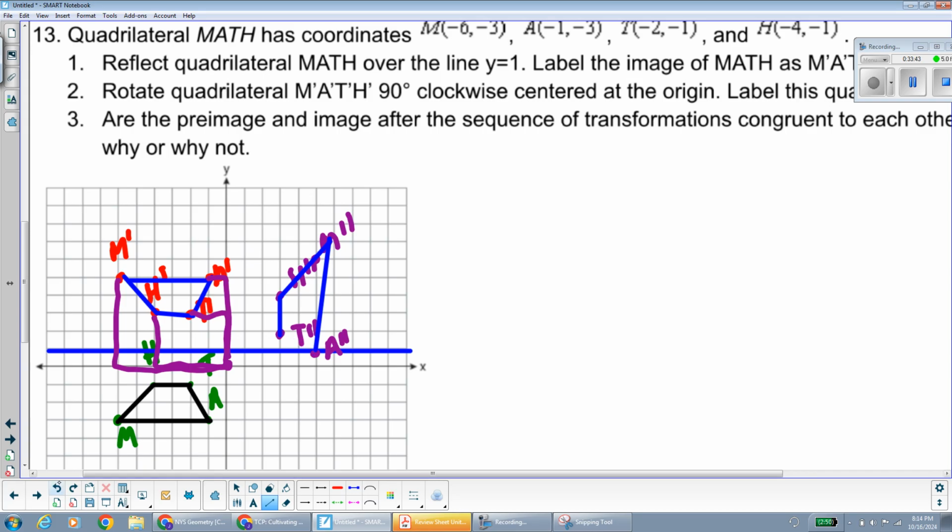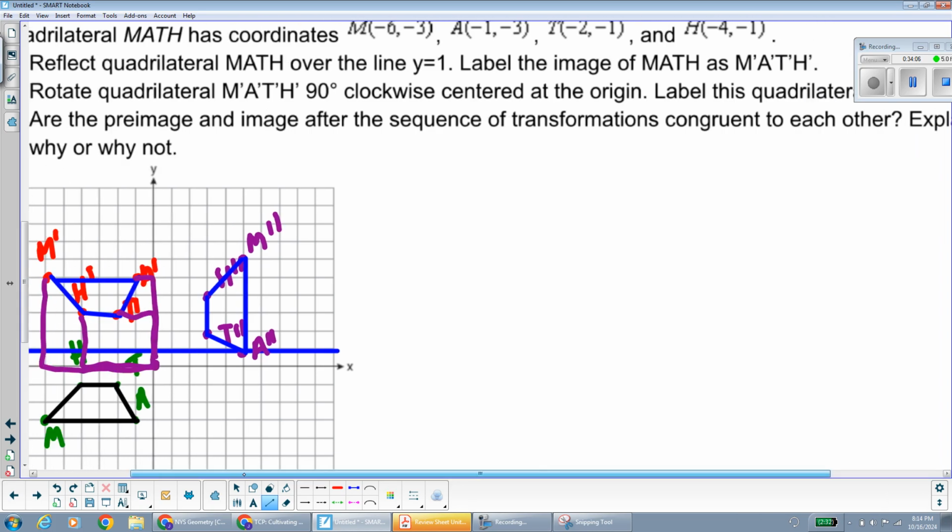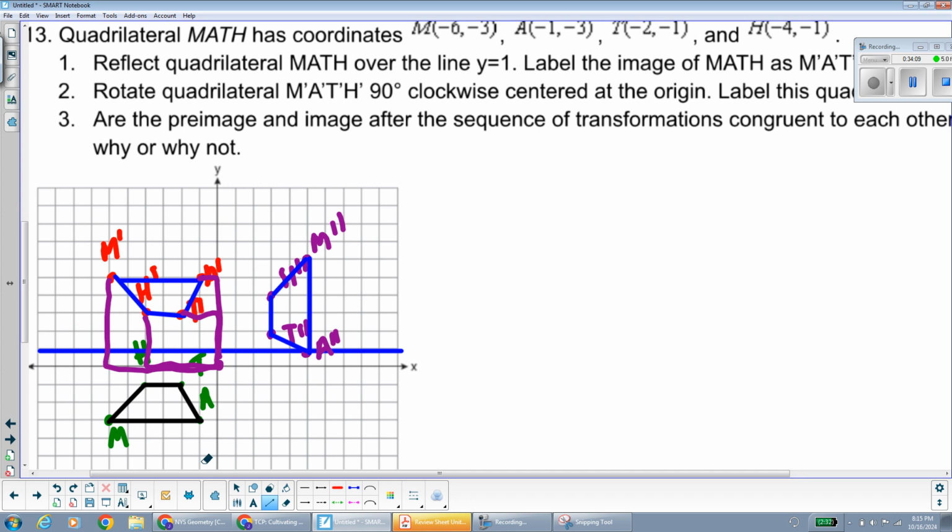Did I not connect those points together correctly? There we go. I got confused with my handwriting. And it does say, does it say the coordinates? No, it doesn't. We should state our final coordinates. In fact, we should state our coordinates along the way just in case we don't get it correct, so that way we could get partial credit. So we should state our coordinates after the reflection over the line.